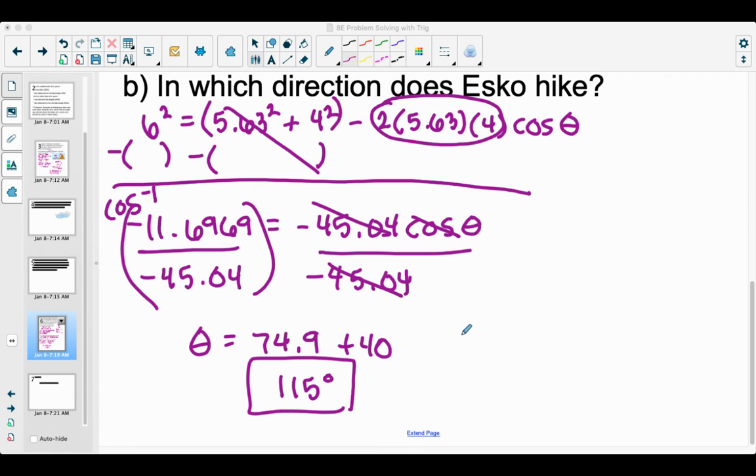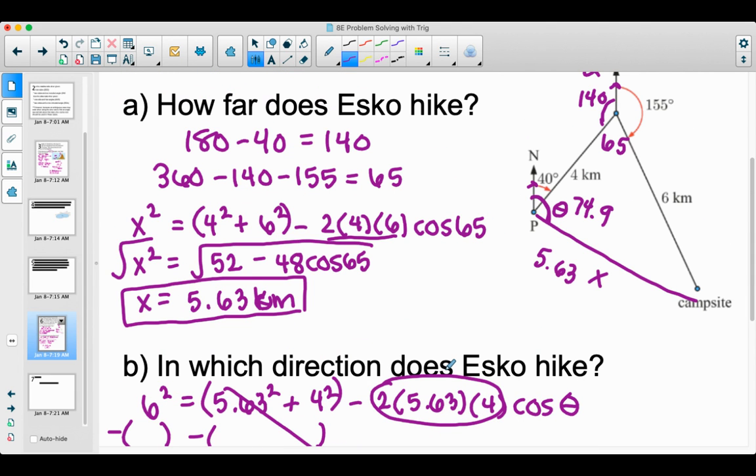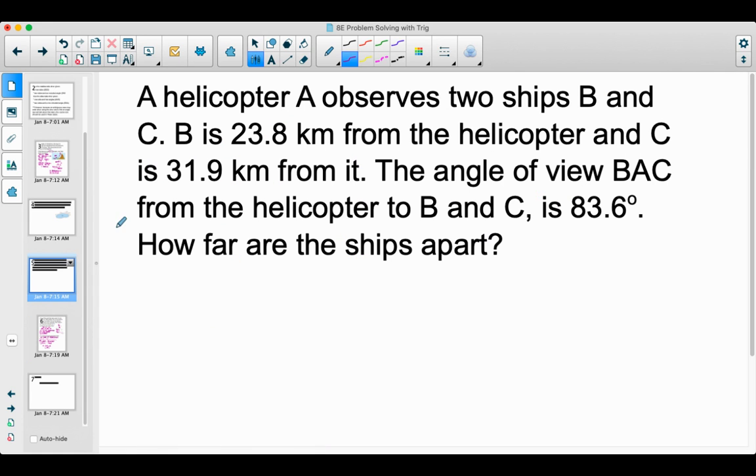Okay, that last video did get cut off a little bit, but when you add those two together, you end up with 115 degrees. So that was the total direction that Esco walked when you're talking your true bearings there when you add those two together. Okay, let's try one more.